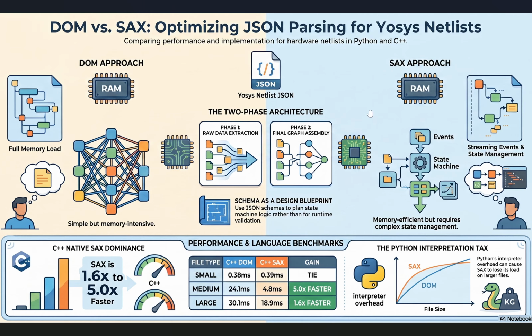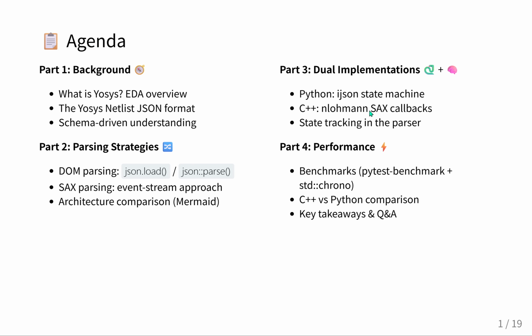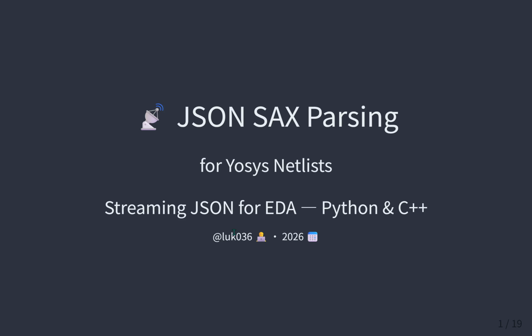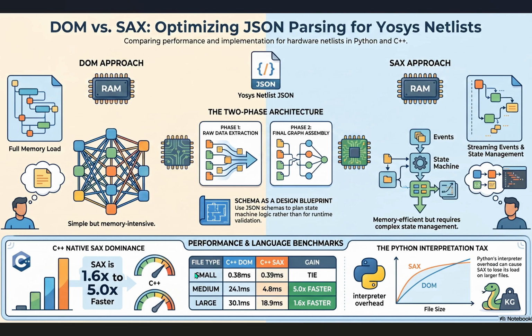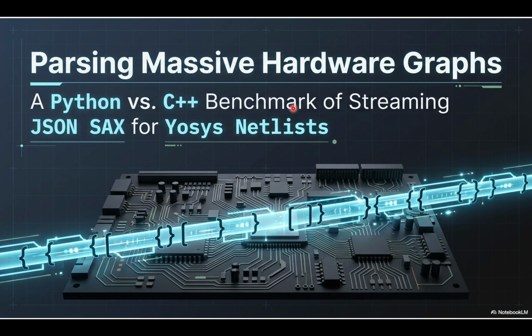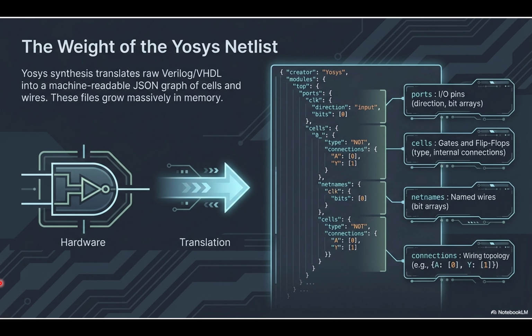We are doing a deep dive into a highly technical but incredibly fascinating presentation from 2026 by an engineer going by the handle Luck03A6. Yeah, the presentation is titled Streaming JSON SAX Parsing for Yosys Netlists. Which sounds intense, I know. But we have their slide deck in front of us, and it details how to efficiently translate massive hardware blueprints into usable digital formats. And the coolest part, they wrote the exact same tool using two different languages, Python and C++, which is such a rare treat. Seeing the same logic implemented across different environments is what actually reveals these hidden performance traps.